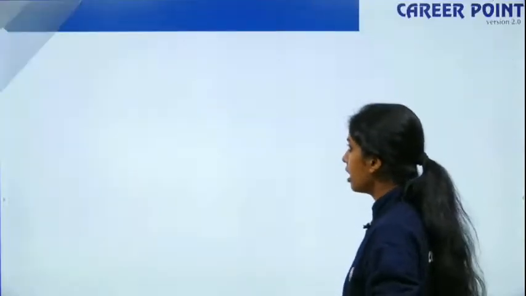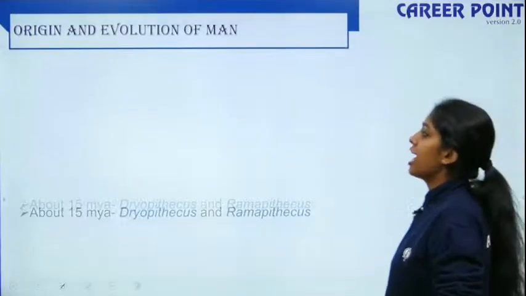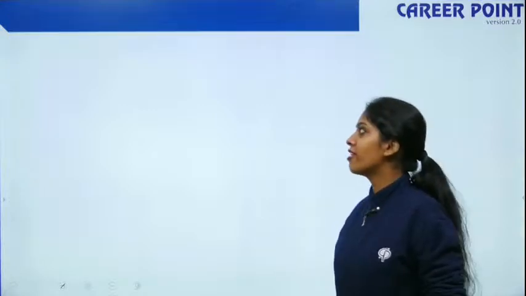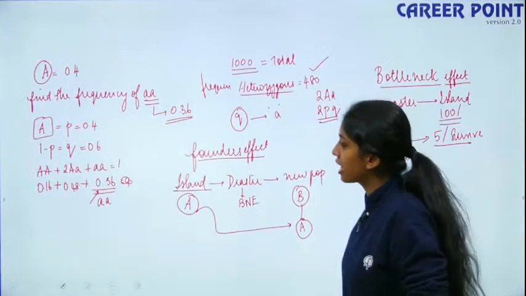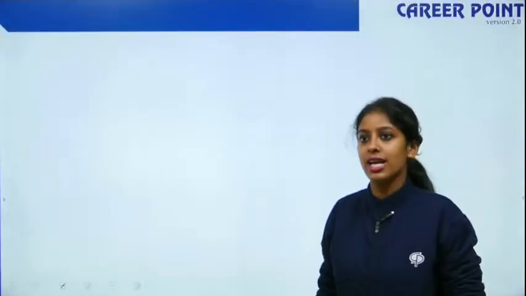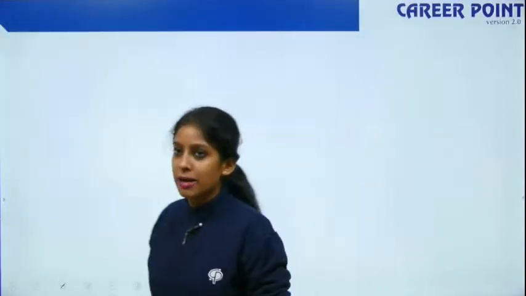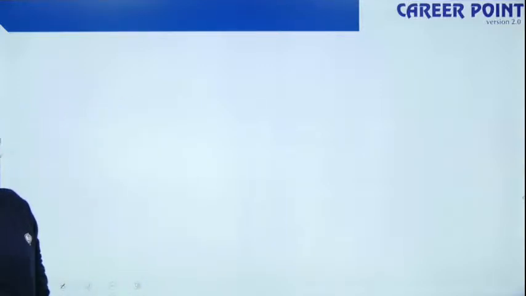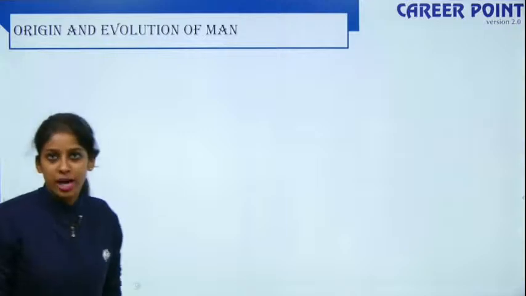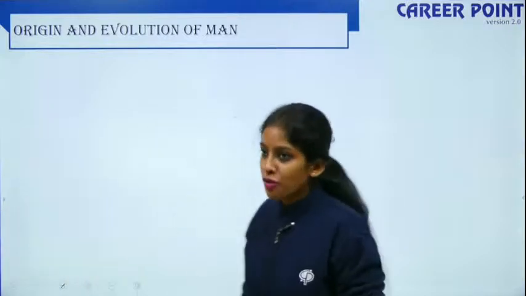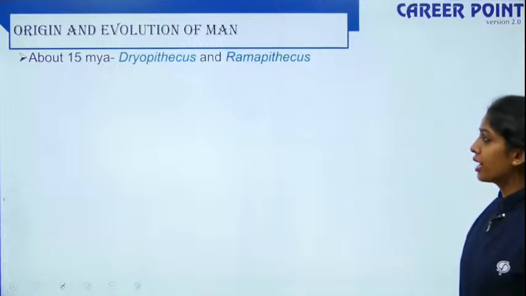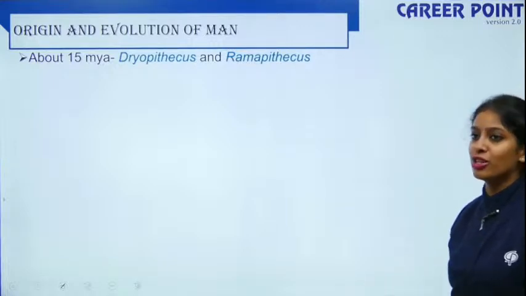Now, origin and evolution of man, the last topic of this chapter. I hope you have understood your Hardy-Weinberg equilibrium. We will talk about the questions in the next class, where I will discuss the most expected or possible questions from evolution. Now we go to the last topic of this chapter, origin and evolution of man. This is where you feel a bit difficult, so don't worry.